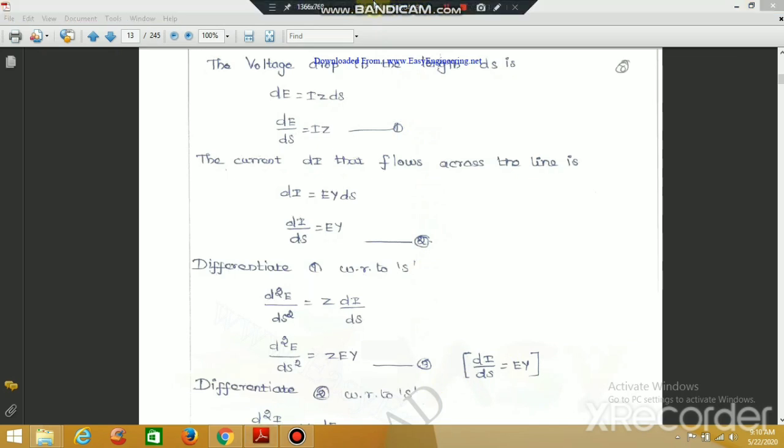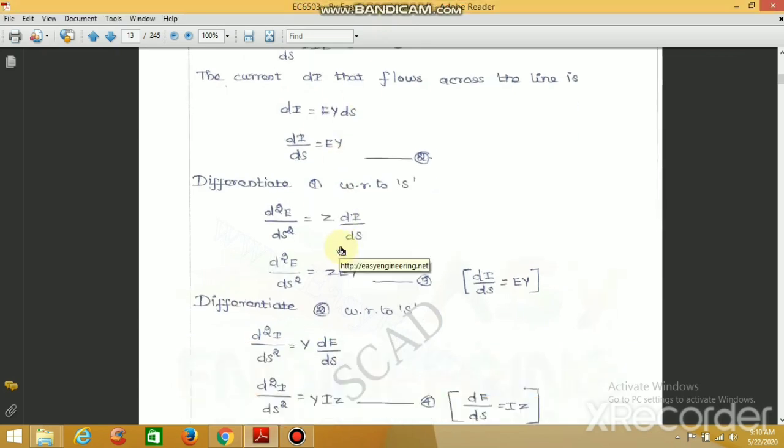Similarly, you have to differentiate equation 2 with respect to s. So what happens is, equation 2 becomes d²I/ds² equal to y into dE/ds. Again, instead of dE/ds, you have to substitute the value of Iz from equation 1. So what happens?